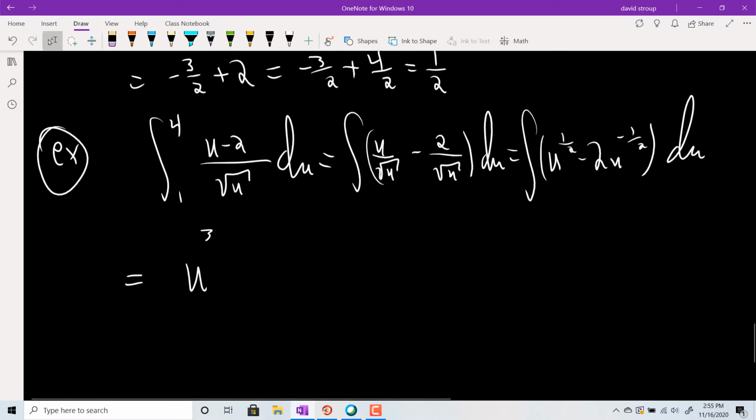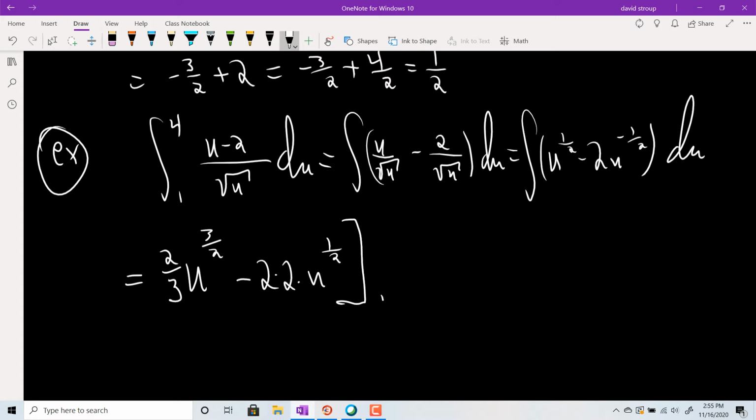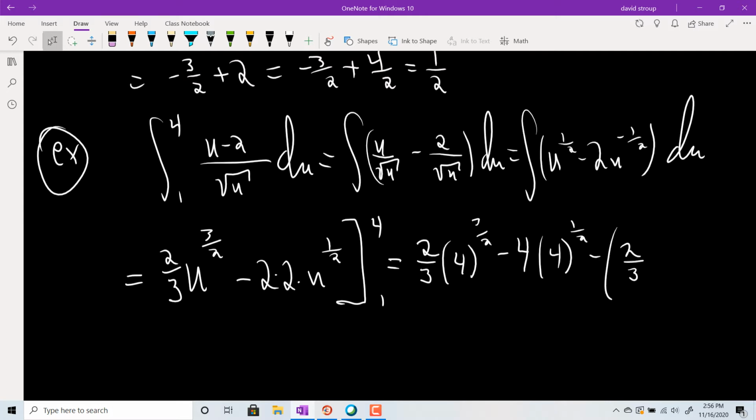So have u to the 3 halves times 2/3. 1/2 plus 1 is 3 halves. Minus 2u now to the 1/2. Negative 1/2 plus 1 is 1/2. Times the reciprocal of 1/2, which is 2. I have to evaluate this from 1 to 4. So I have 2/3 times 4 to the 3 halves minus 4 times 4 to the 1/2 minus 2/3. 1 to any power is just 1, so I need not worry about that part of it.